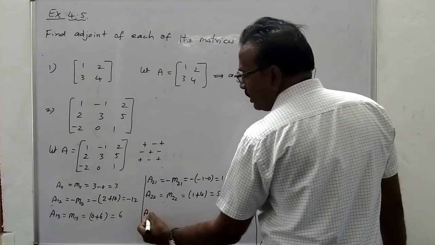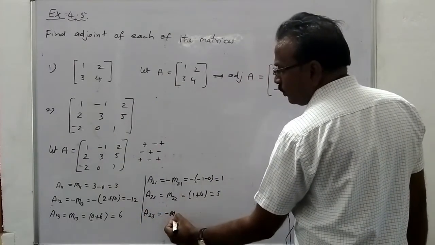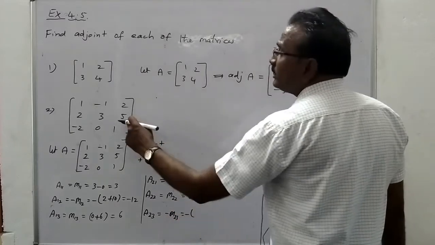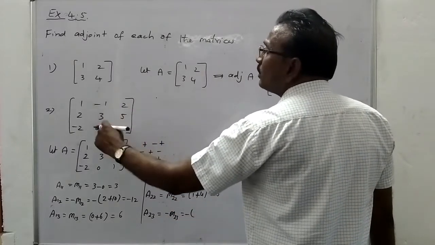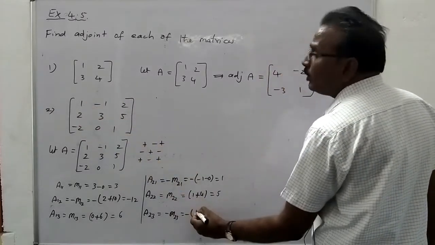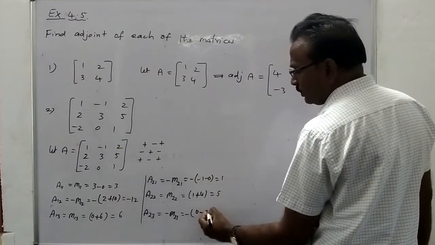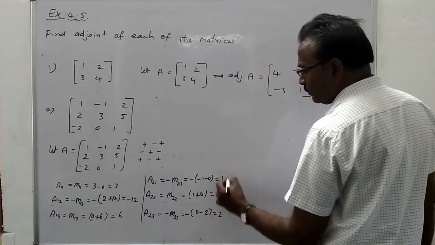Next, A23: the sign is minus, minus of M23, second row third column. Delete the second row and third column. The determinant of 1 minus 1, minus 2 0: 1 into 0 is 0, minus of minus 2 into minus 1 is 2, so 0 minus 2, that is plus 2.